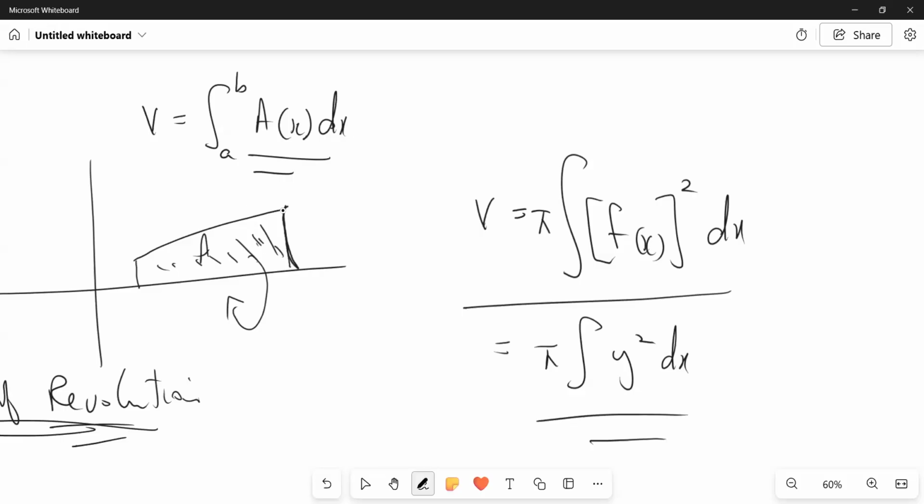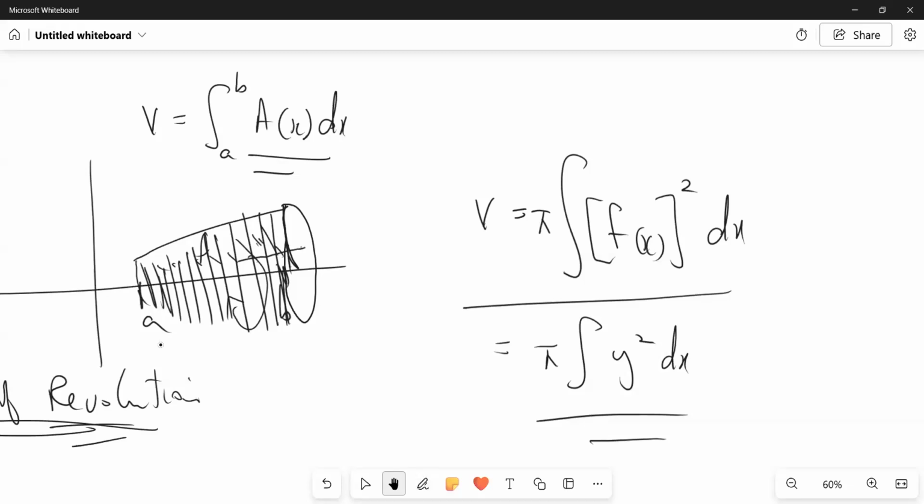It's like you take this circle here, right? And you integrate it from here to here, from A to B. It's like you take a circle and you slice up this solid into little pieces, and you add up the volume of each of these slices, and you will get the same answer, right? All right, good.